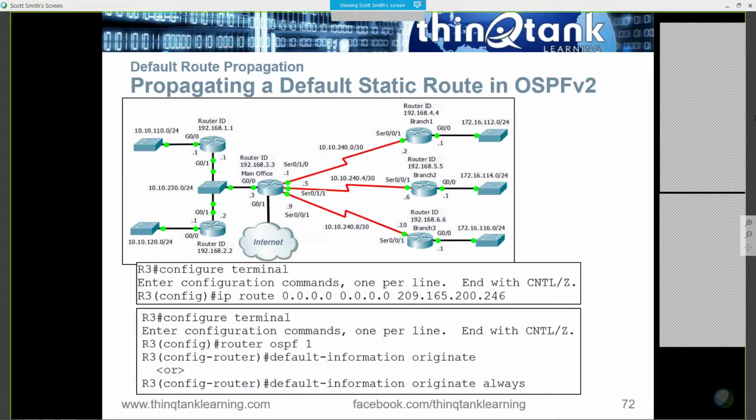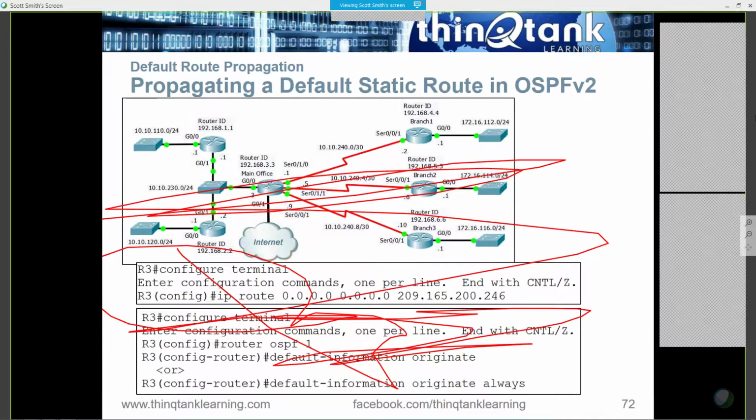Now, here's another interesting thing. We're not going to actually do this as part of an exercise, but here's an interesting thing. Let's forget all this stuff down here. Forget all that stuff. That stuff doesn't exist down there. All right?